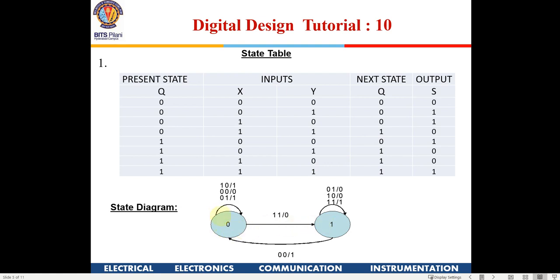So from that state table, we make the state chart. So initially, there are two states for the flip-flop.